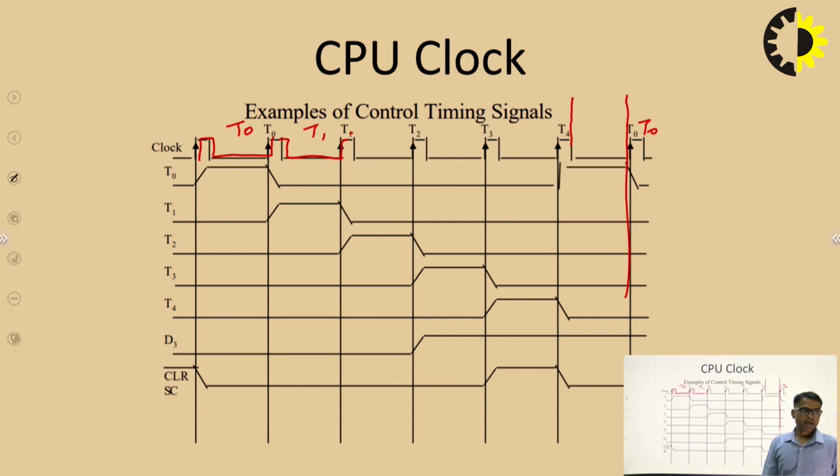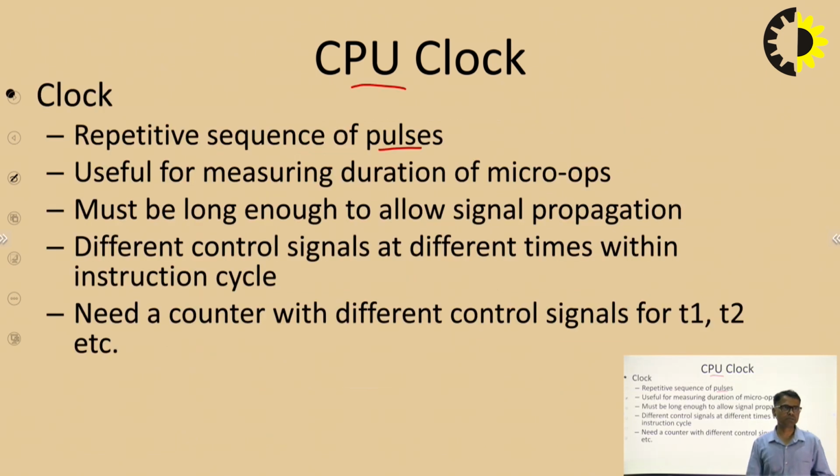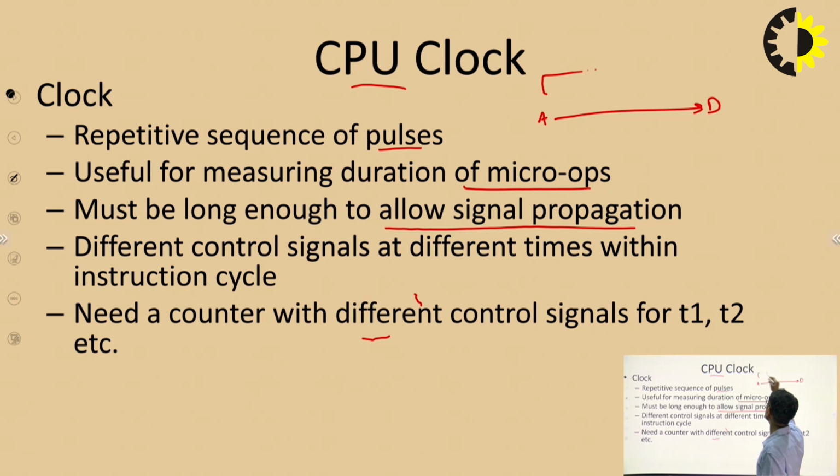At various intervals of these clock pulses, we can perform meaningful micro operations. At every pulse, we use the pulse for performing some micro operation. We must have enough time to allow the signal to propagate from point A to point B during the pulse. This must be ensured: the clock should be long enough to propagate the signal from point A to point B.